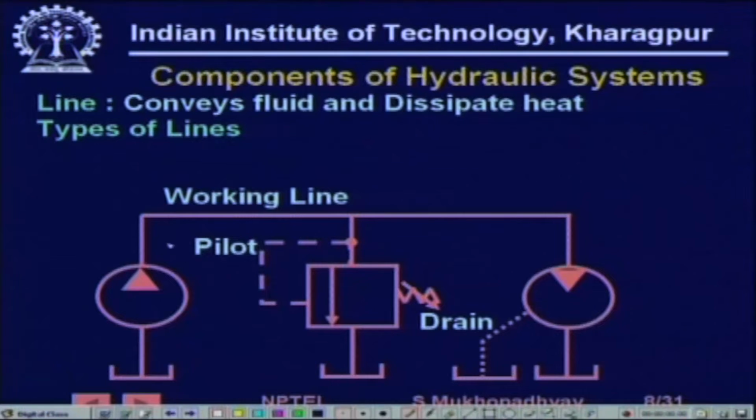So there are various kinds of lines which are used in a hydraulic system. For example, this is supposed to be a pump, and this is supposed to be a motor. The pump is creating pressure, which is moving the motor and creating the motion. So you see that there are some lines which are shown as firm lines, through which the actual liquid flows and transmits the power. They are called working lines.